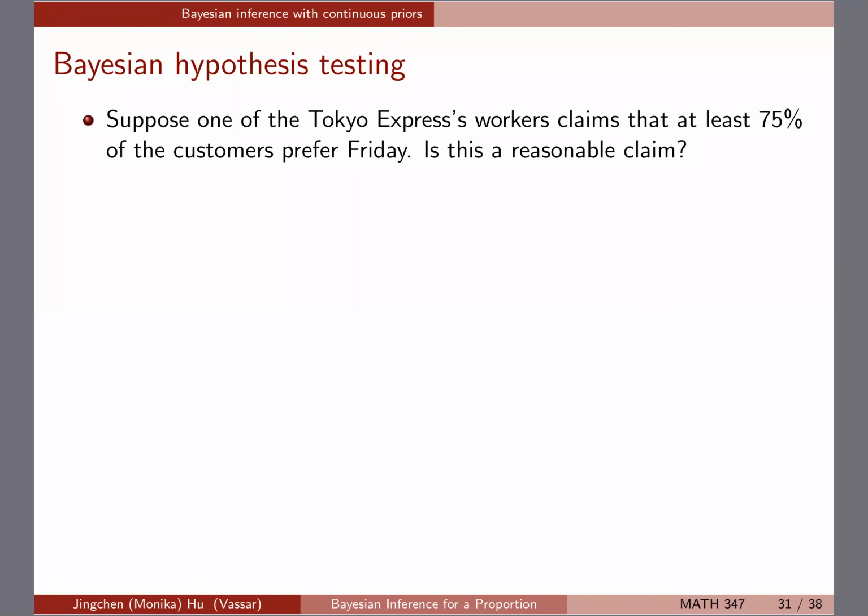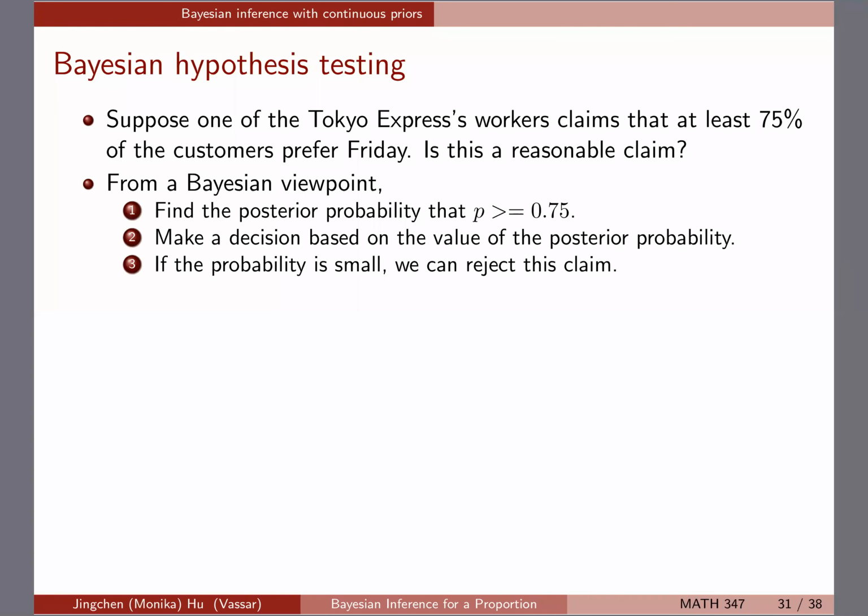Okay, so what can we do? You first find the posterior probability that P is greater than or equal to 75%, and then you can make a decision based on the value of this posterior probability. Again, this is a probability statement, so you are able to make a decision based on this. If the probability of that event is small, then we reject the claim. There are various ways to do it; I'm just going to demo one thing.